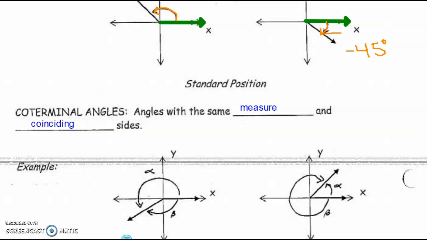One word that students really make too hard is coterminal. Angles with the same measure and coinciding sides, meaning all we're doing is adding and subtracting 360 degrees. So from here, this looks like it's probably, well, if we go all the way around here, that's 180. I'm going to say maybe another 40. So I'm going to call that 220. 220 degrees is the angle.